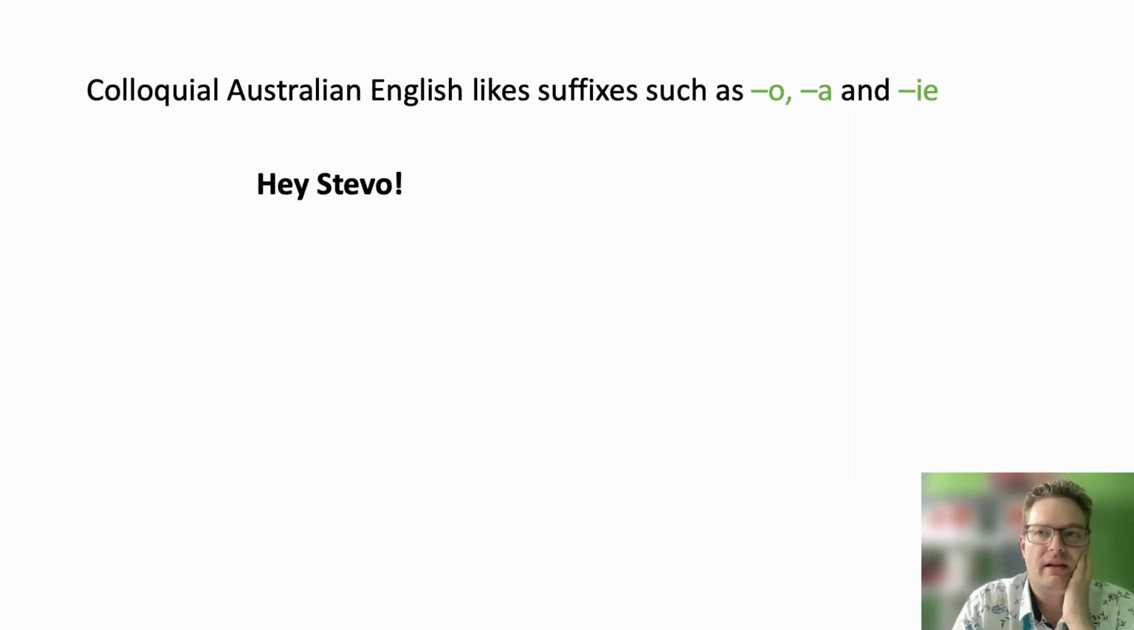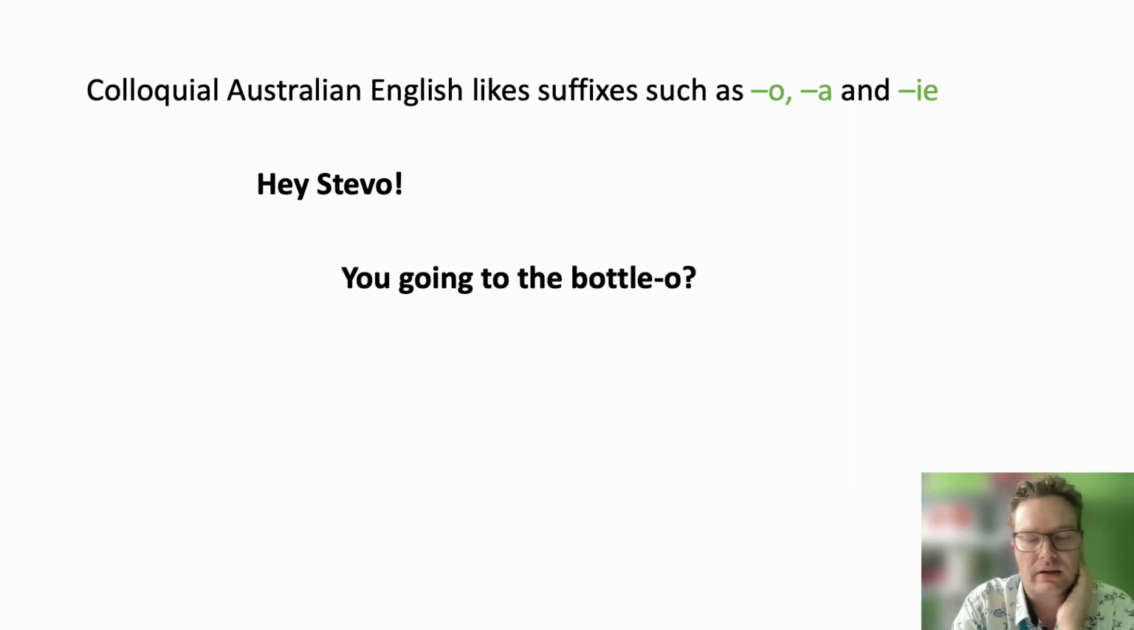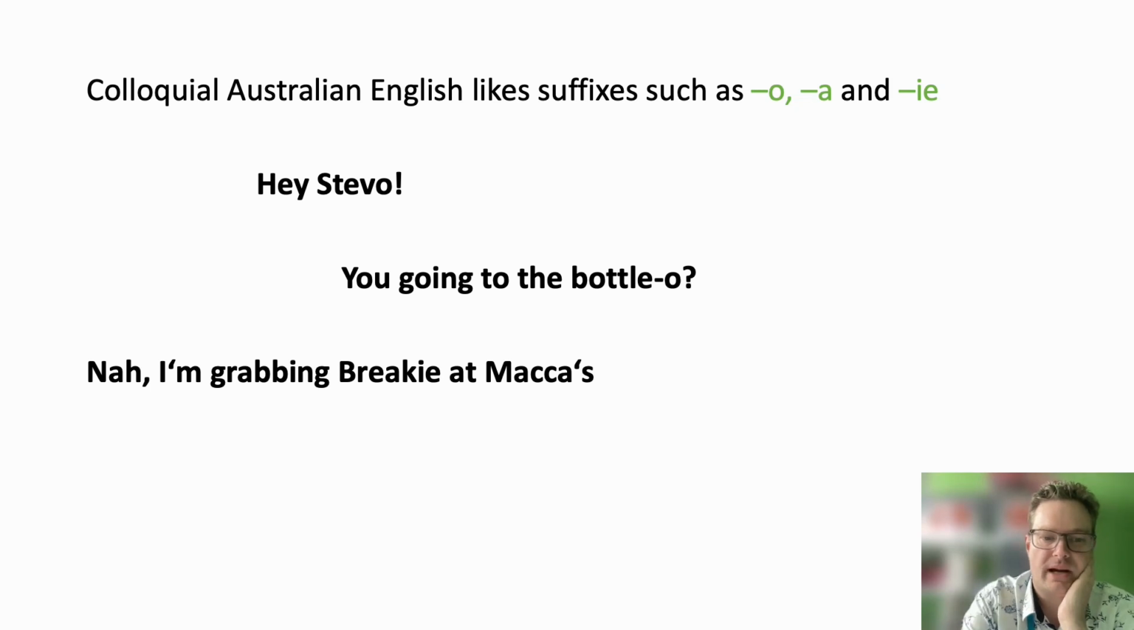And then maybe you want to inquire whether Steve-O is going to buy a slab from the bottle shop, and you might ask him, "You going to the bottle-o?" And then maybe he would answer, "Nah, I'm grabbing brekkie at Macca's." So people would say, "Oh, look, he's just shortening words." But it's not just shortening words, like McDonald's to Macca's. Not only have you shortened McDonald's to Mac, you've still added a suffix. So you've still added an -a suffix there. So there's two things going on. You've shortened it, but then you've added an ending.